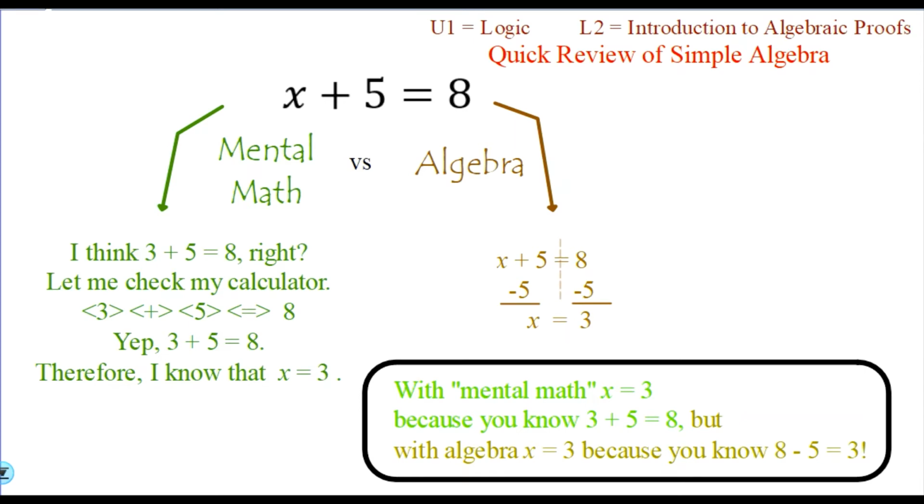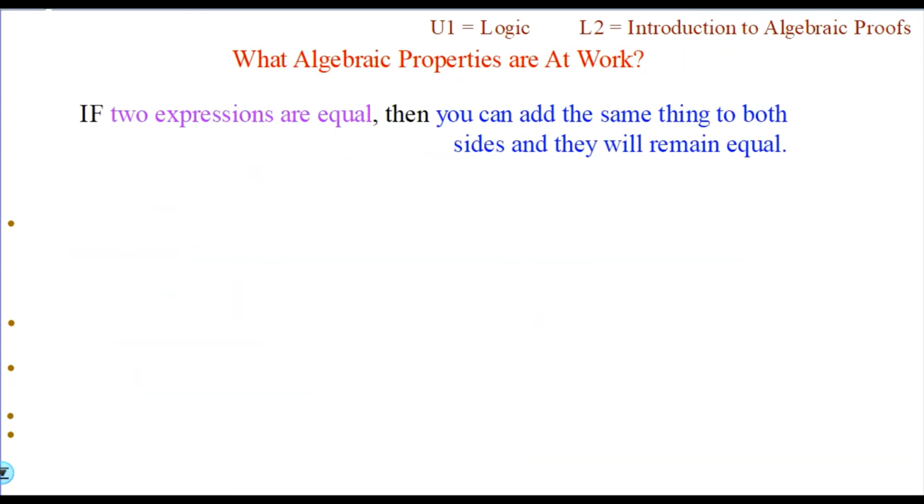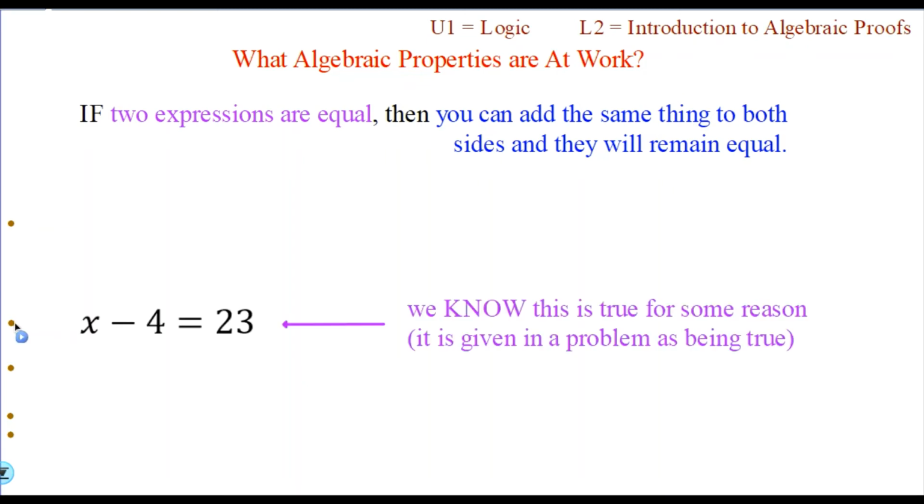All right, moving on. Here we'll talk about what algebraic properties are at work when you're doing algebra. So here's an if-then conditional statement. It says if two expressions are equal, that's the hypothesis. So say here, we've got x minus 4 is an expression, 23 is an expression, and they are equal. So we know this is true for some reason. These two expressions are equal, we're given them.